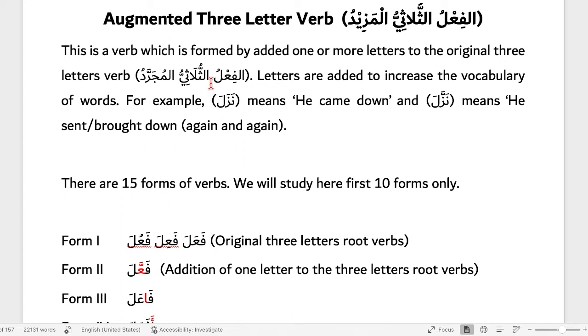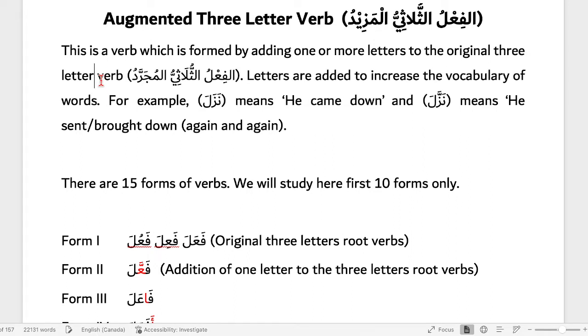This verb is formed by adding one or more letters to the original three-letter verb, which in Arabic is called al-fi'lu ath-thulathiyyu al-mujarrad. So the letters are added to increase the vocabulary of words.